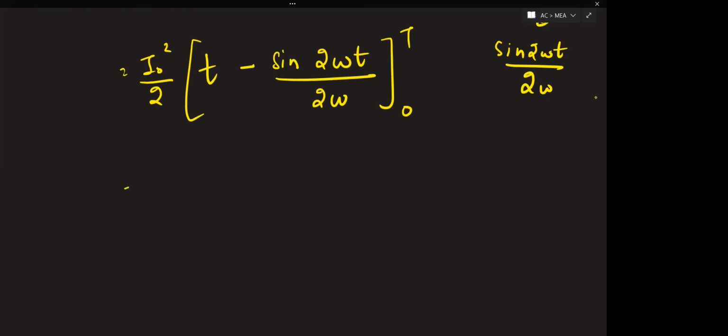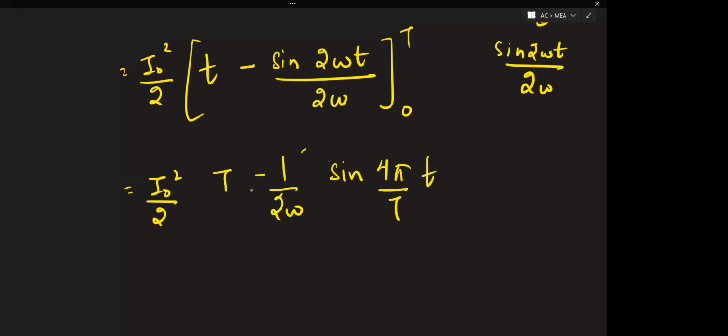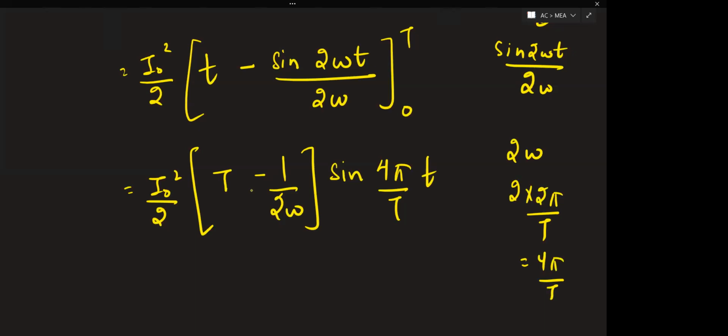Now, I naught square by 2 is there. Here, this becomes capital T, and this becomes sine 2 omega capital T by 2 omega. Do one thing, keep 1 by 2 omega like this, so your integration of sine becomes easier. This becomes sine 4 pi capital T into T. How have I written it? You have 2 omega, so 2 times 2 pi by capital T gives you 4 pi by T. That's what I've written.